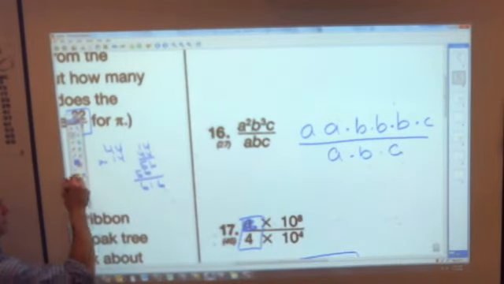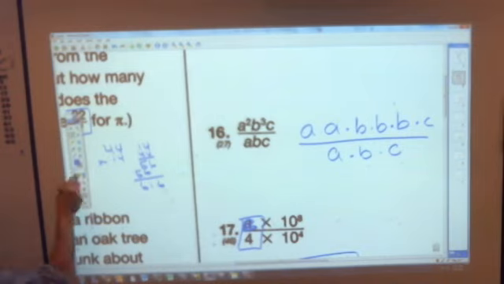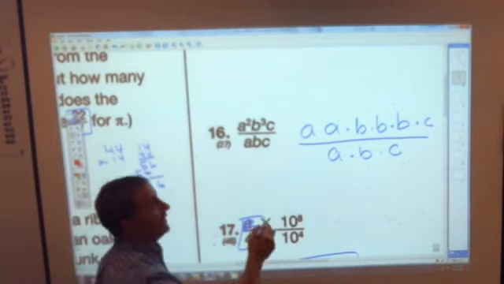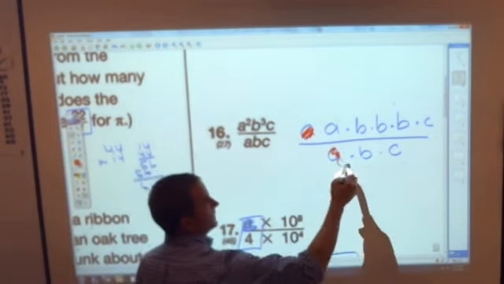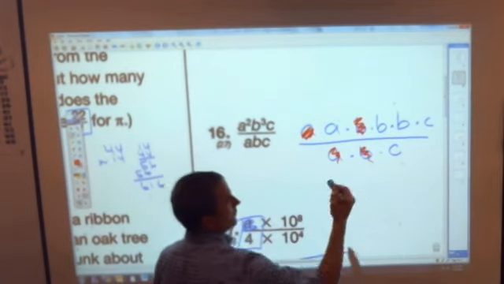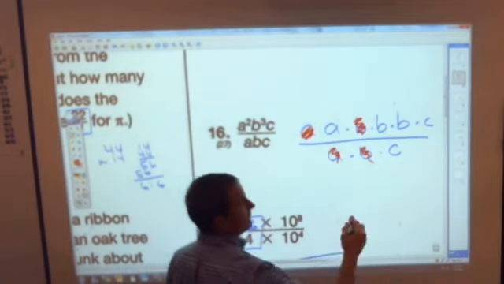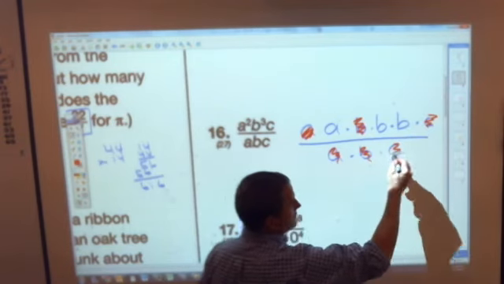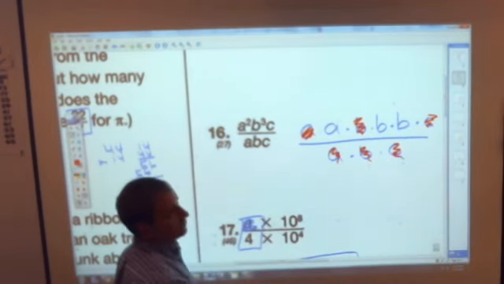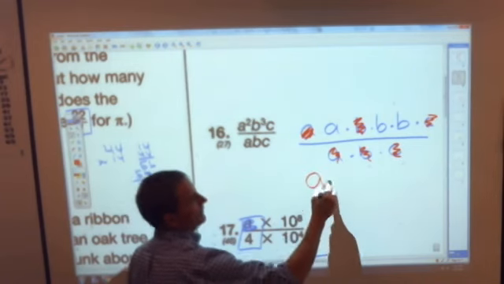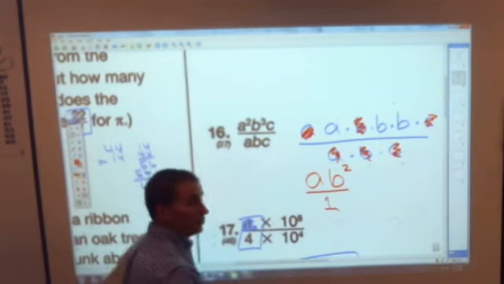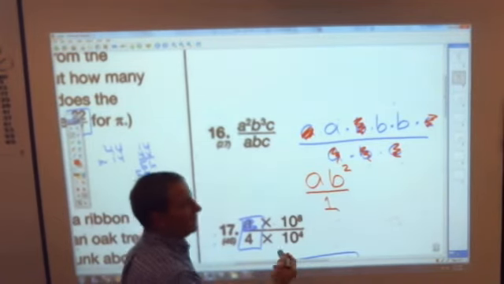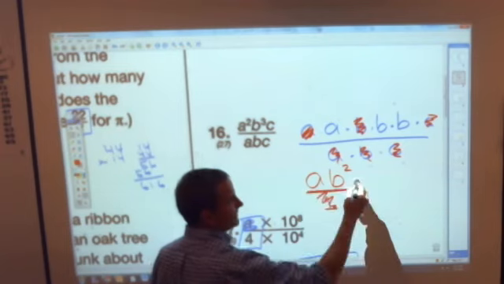And then just like with numbers, same letters on top, cross off 1 for 1 with same letters on bottom. This A can cross off with 1 A there. No other A, so that one has to stay. This B can cross off with that B. No other B's to cross off on the bottom. This C crosses off with that C. What are you left with? On top, an A and a B times B, which is B squared. Now, if everything crosses off, we put a 1 there, but when it's on the bottom, it doesn't matter because this is the same as this.